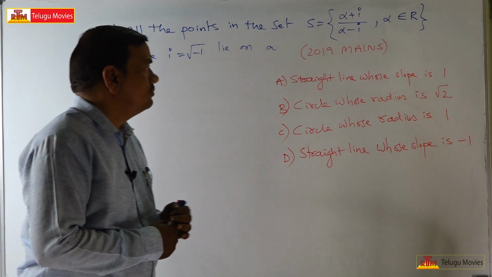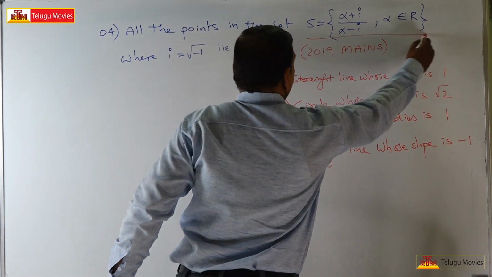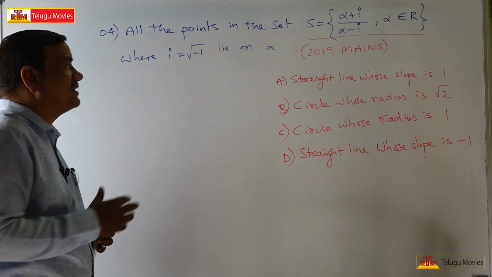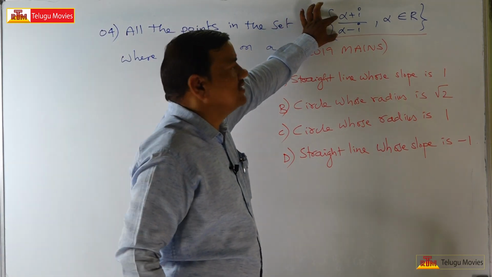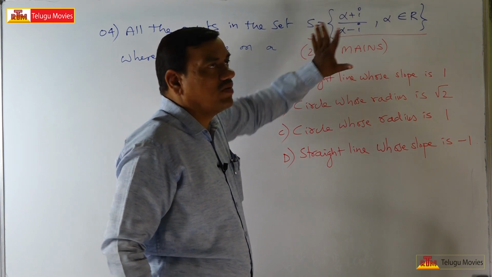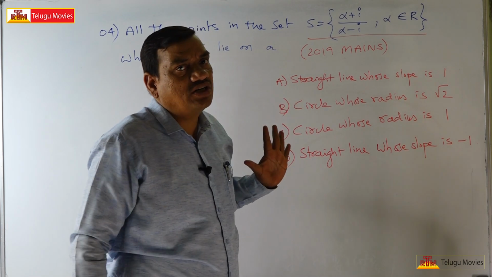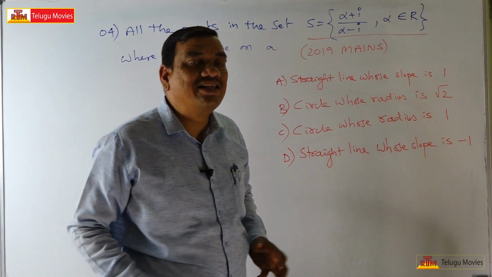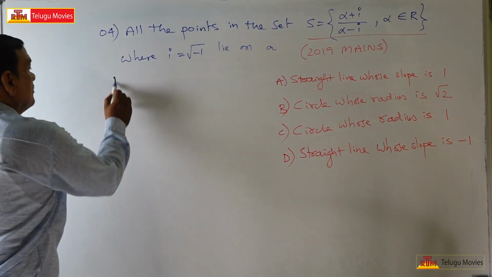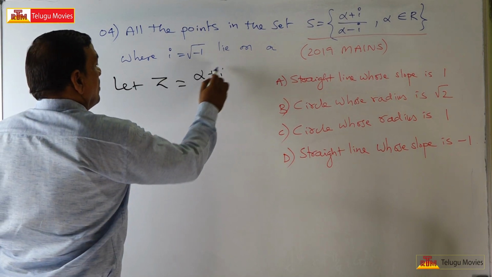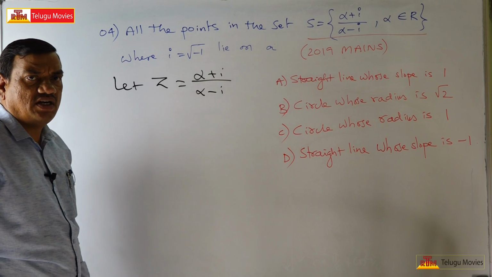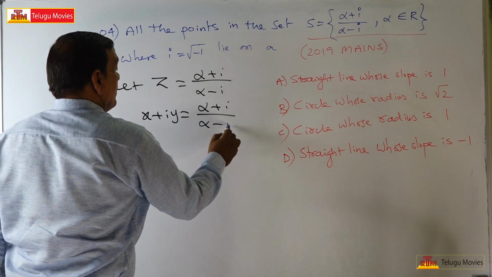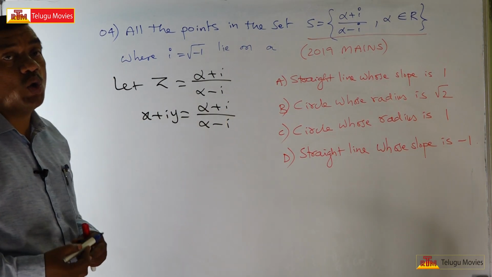Let us see. First of all, one set is given. The set S contains complex numbers, that is, alpha plus i by alpha minus i. What is this? It is a complex number. Of course, it is not in our general a plus bi form. On the whole, the set S contains complex numbers. Let z be equal to alpha plus i by alpha minus i. Let z be the complex number x plus iy. Now you have to find the locus of x and y.